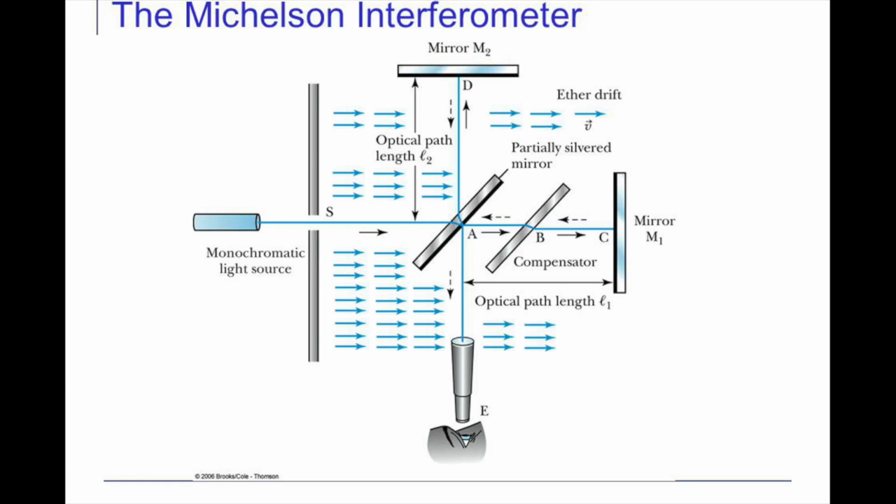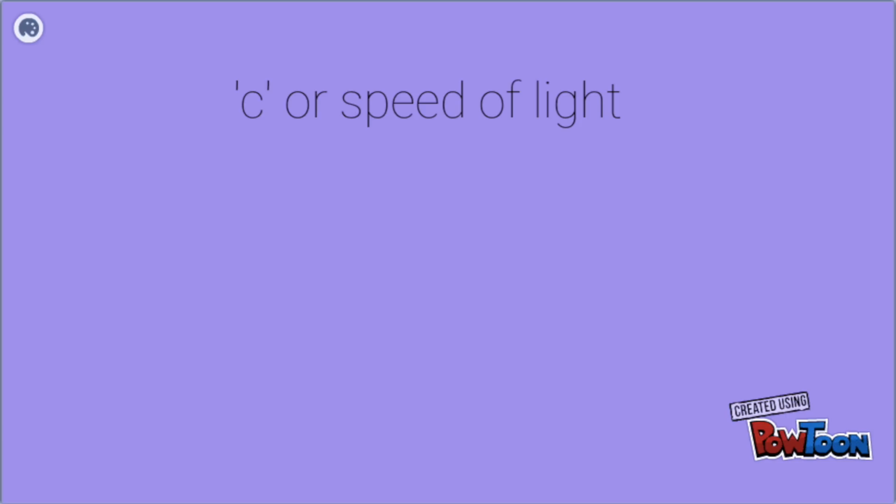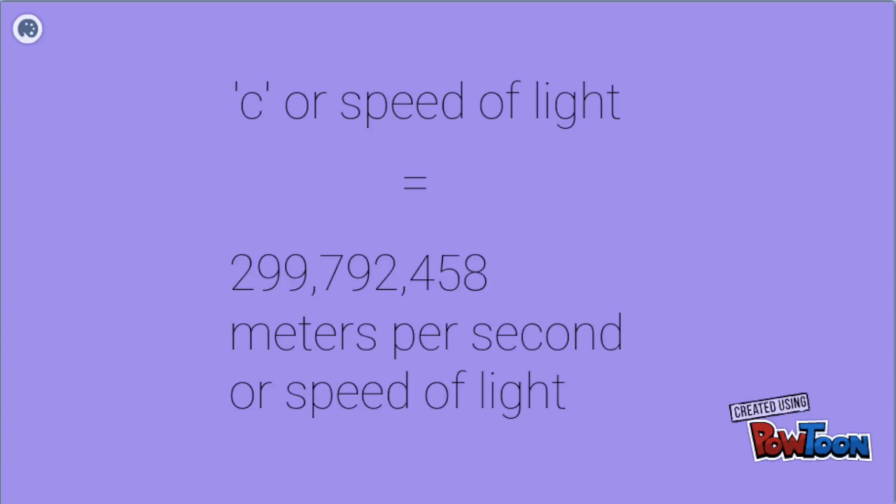If the ether wind was traveling in this direction, light would travel faster when it's facing the same direction as the ether wind, as compared to when it's facing perpendicular to the direction. However, when this experiment was actually done, there was no change in the interference pattern, telling us that nothing was causing light to move slower, which proved that light did not need a medium to travel.